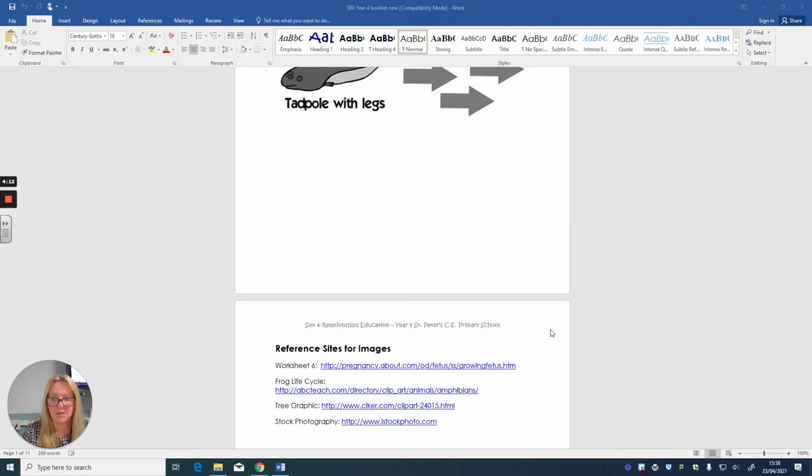Year 5 and Year 6 will also be completing their sex ed at the same time, but their work will be different. Year 5 will work on changes to the adolescent body, and Year 6 will look at relationships and what a healthy relationship is. If you wish to look at those booklets too, they're available on the website, so feel free to browse and go through those.